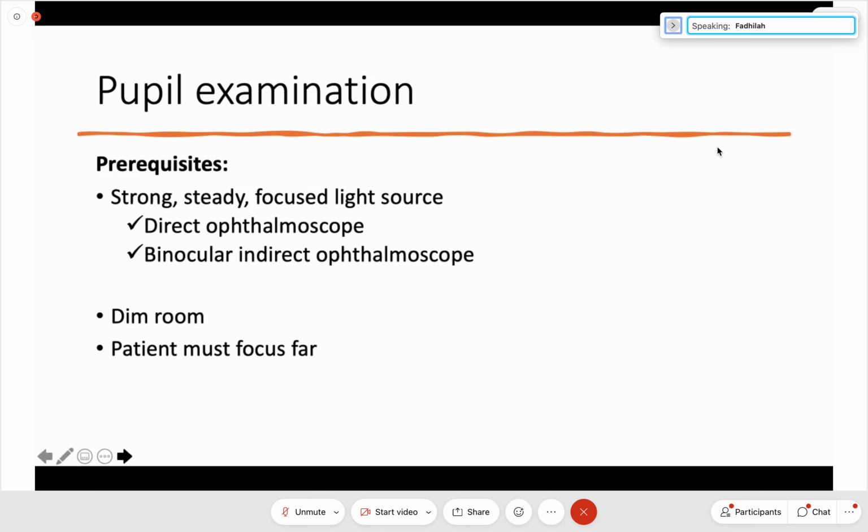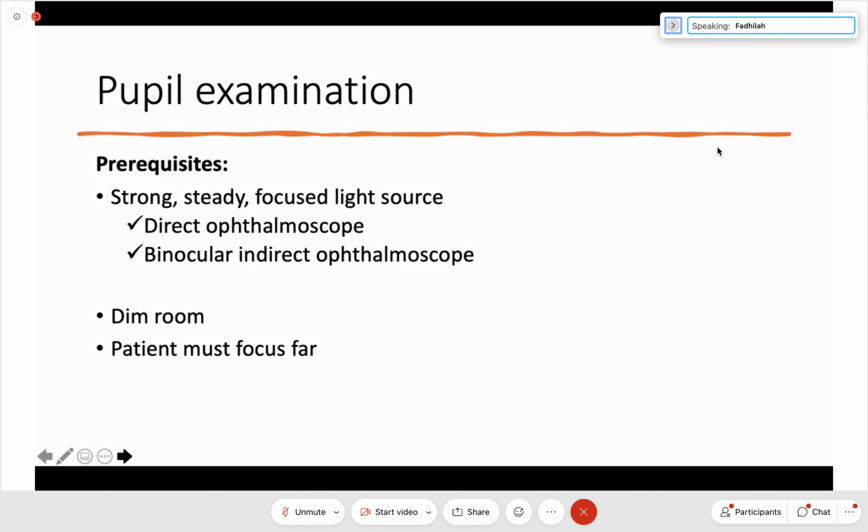They have to be steady, meaning they don't flicker, as well as focused, meaning if you want to shine the right eye, you end up shining only the right eye and not the left eye. So we don't want the kind of torchlight that has rings after rings around the main source of light. The best instruments are, of course, the direct ophthalmoscope or binocular indirect ophthalmoscope. You can use your own torchlight if it has the 3 qualities that I mentioned.